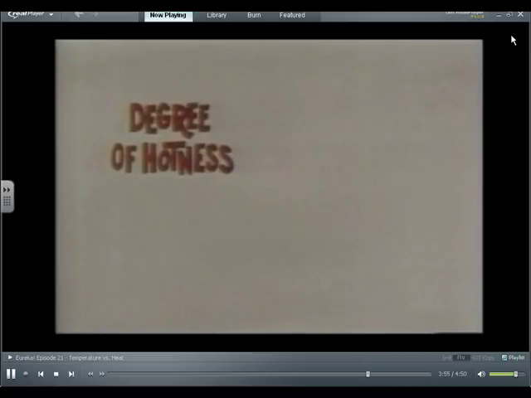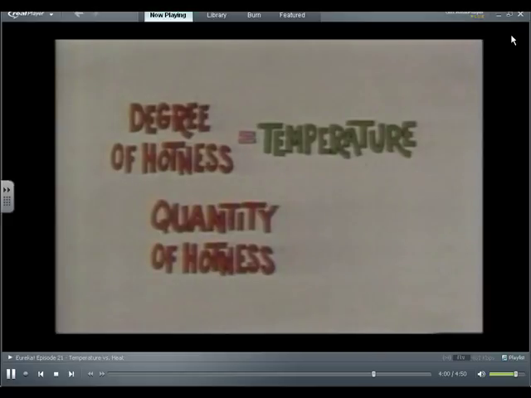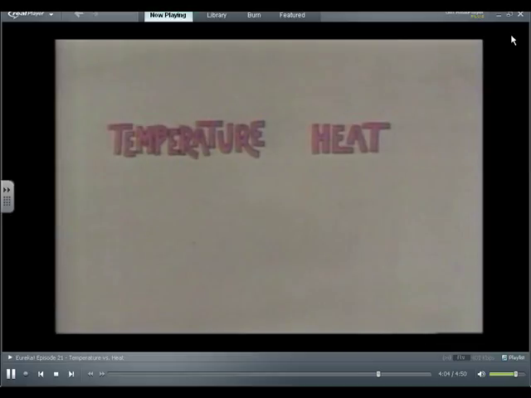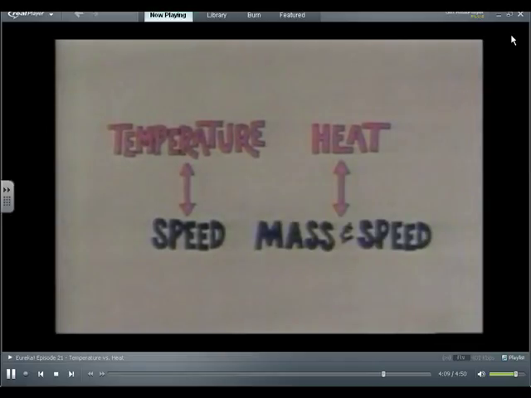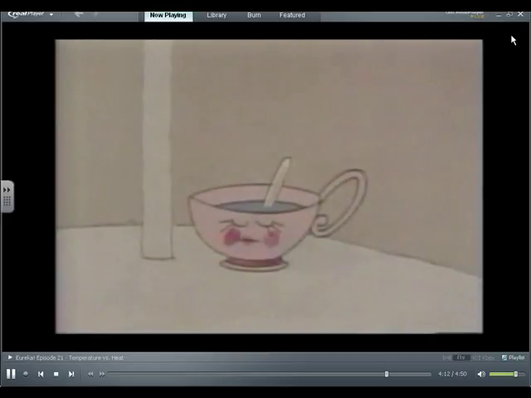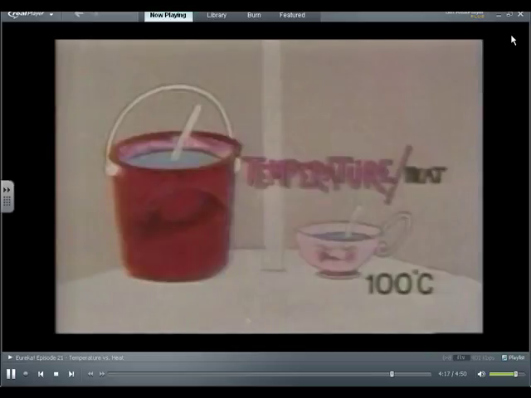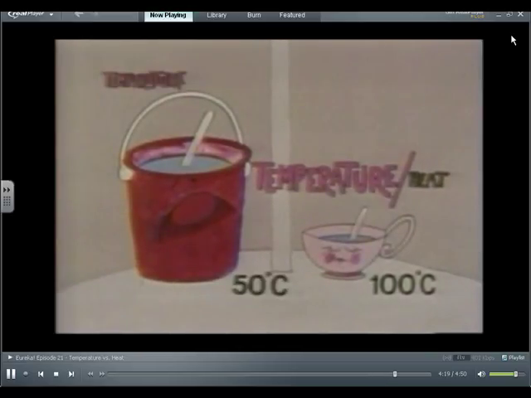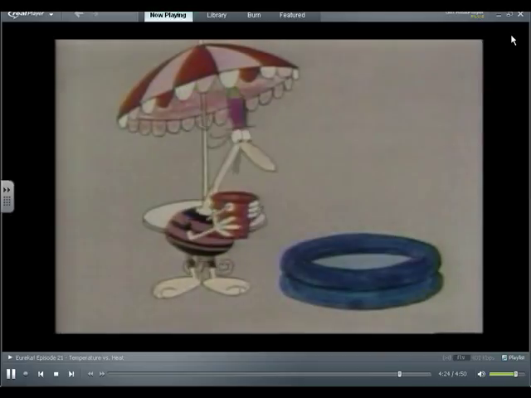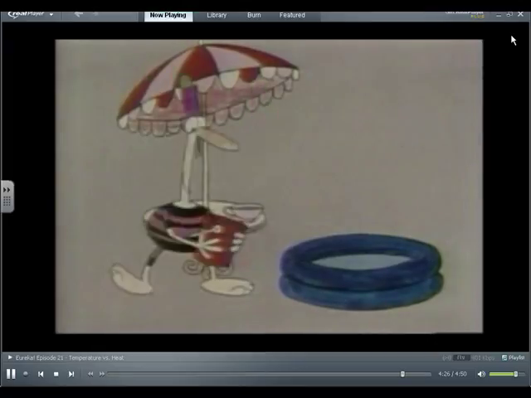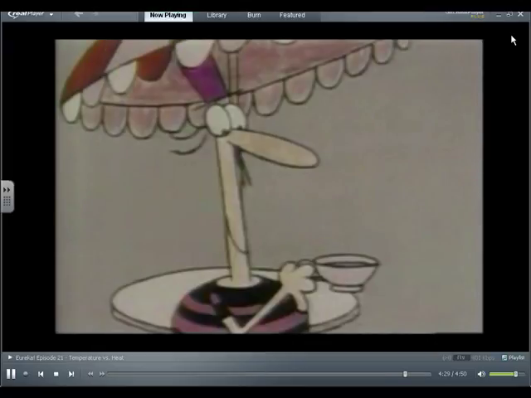We've already seen that the word for degree of hotness is temperature. Now it's time to introduce the other word for quantity of hotness, which is heat. The big difference between temperature and heat is that temperature depends on speed only, whereas heat depends on both mass and speed. The water in the cup has got a high temperature, but very little heat. And the water in the bucket has got a much lower temperature, but a great deal of heat. Now you know why buckets of 50-degree water are better at heating up swimming pools than cups of boiling water.